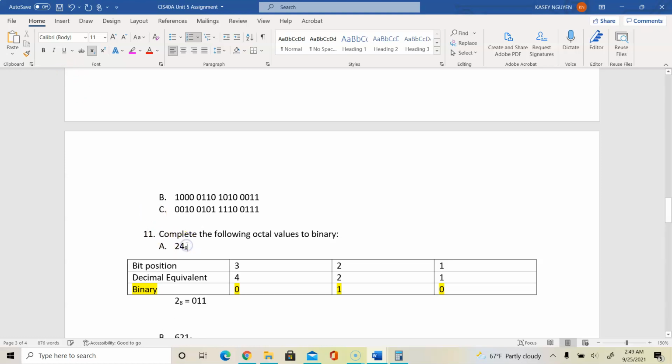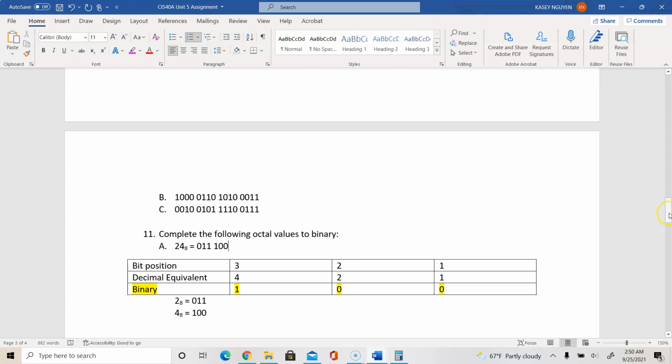Then the next number is the 4. So again, I can clear this out and use the same scale. A 4 can subtract a 4, so put 1 there. And 4 subtract 4 is 0, so there's nothing left. I would have a 0 here and a 0 here. So that means that a 4 octal, that's base 8, is going to be 1, 0, 0. So when you have this number, it's going to be equal to 0, 1, 1 and 1, 0, 0 in binary.